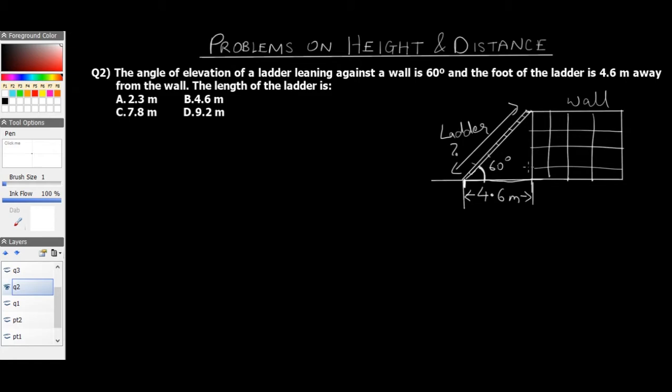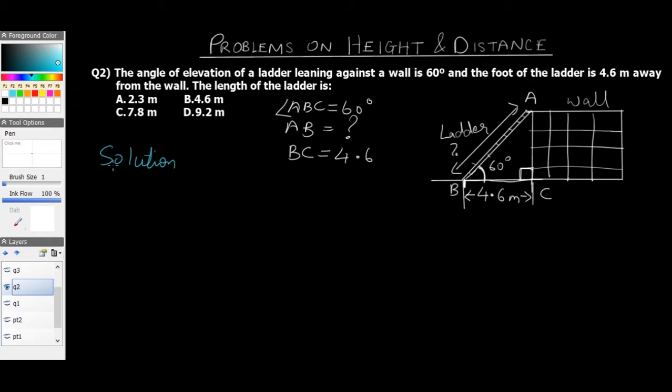So again, you can see that this is creating a right angle triangle, this being the 90 degree angle. So let's try to name this. So I'll say ABC. So we know angle ABC here is 60 degree. We need to find out AB, which is question mark, and we have been given the value of BC, which is equal to 4.6 meters. So again, this is pretty simple now that we have visualized it. So let me just write down solution over here and we'll try to find out the value by using certain trigonometric value, because we know this is a right angle triangle and we can use the trigonometric ratios and values to actually find out the value.